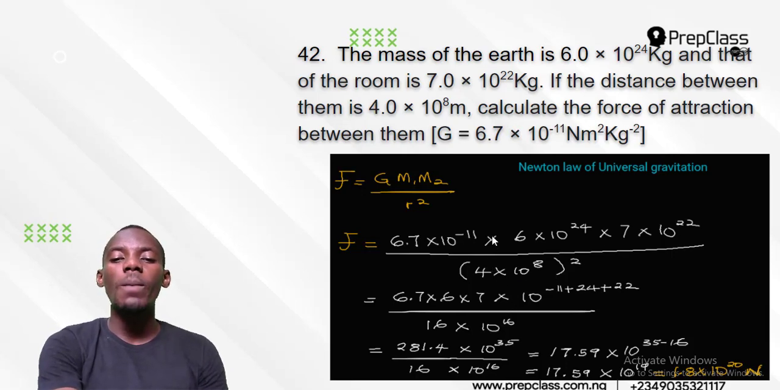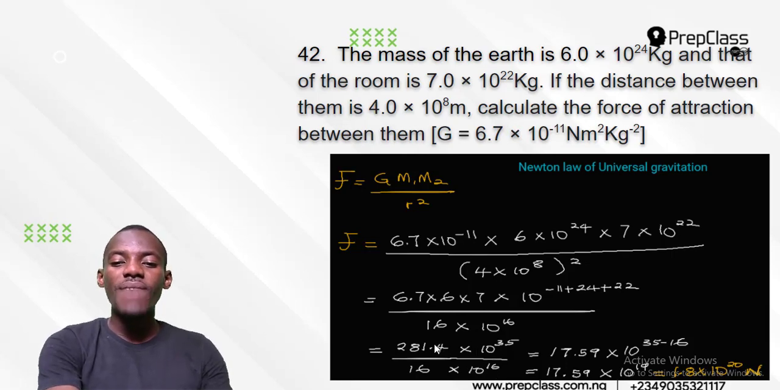Then put the numbers on top all together: 6.7 times 6 times 7. Then put all the 10s together: 10 to the power minus 11 plus 24 plus 22. And that is what I have here. Next, 6.7 times 6 times 7 is 281.4 times 10 to the power 35, over 16 times 10 to the power 16. Then that's what I have.